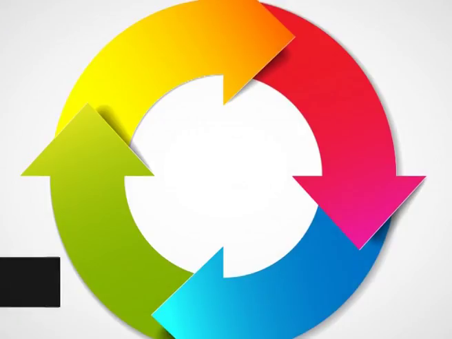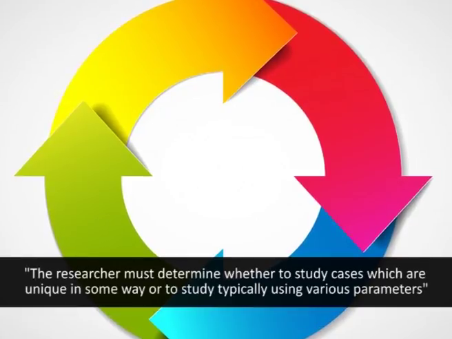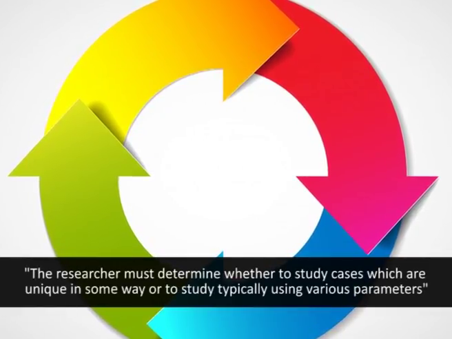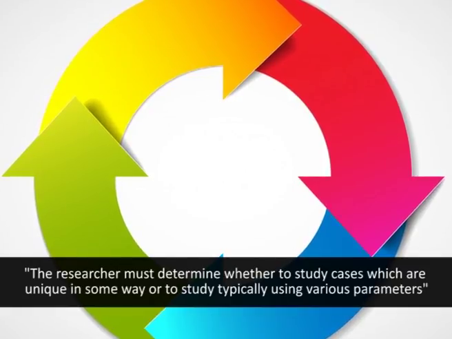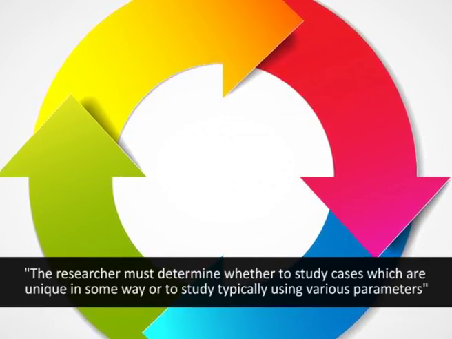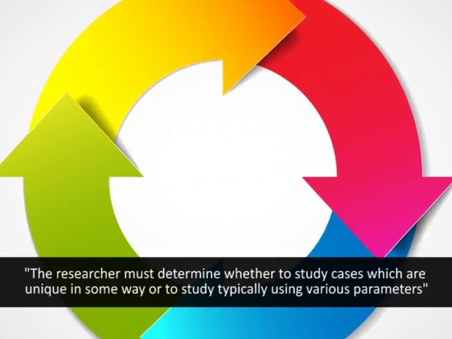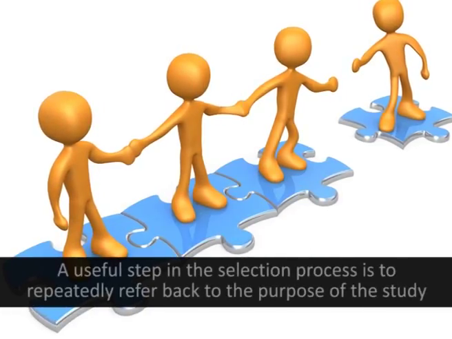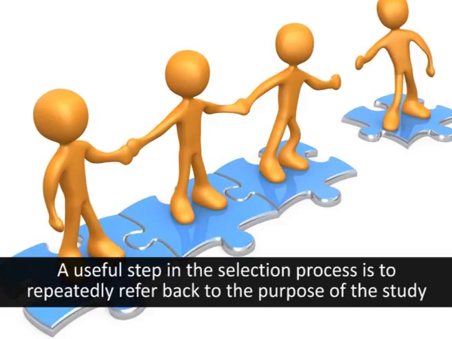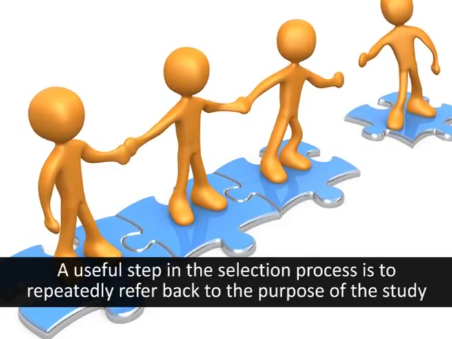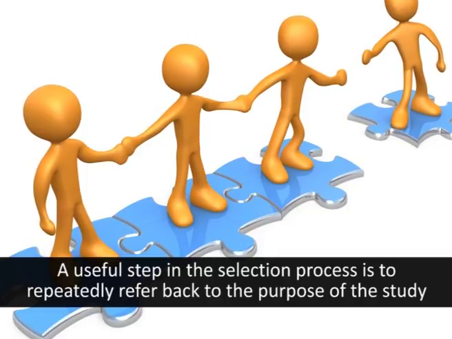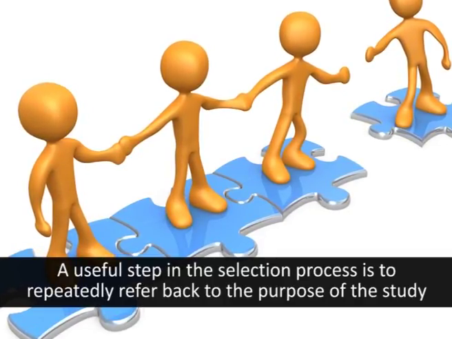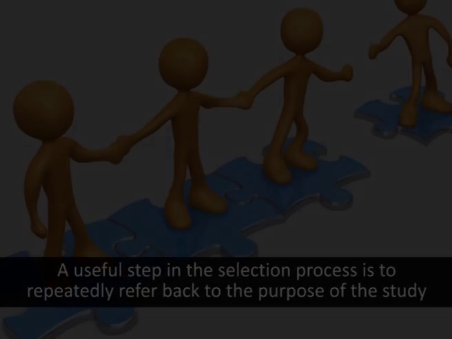Careful discrimination at the point of selection also helps erect boundaries around the case. The researcher must determine whether to study cases which are unique in some way or cases which are considered typical, and may also select cases to represent a variety of geographic regions, a variety of size parameters, or other parameters. A useful step in the selection process is to repeatedly refer back to the purpose of the study in order to focus attention on where to look for cases and evidence that will satisfy the purpose of the study and answer the research questions posed.